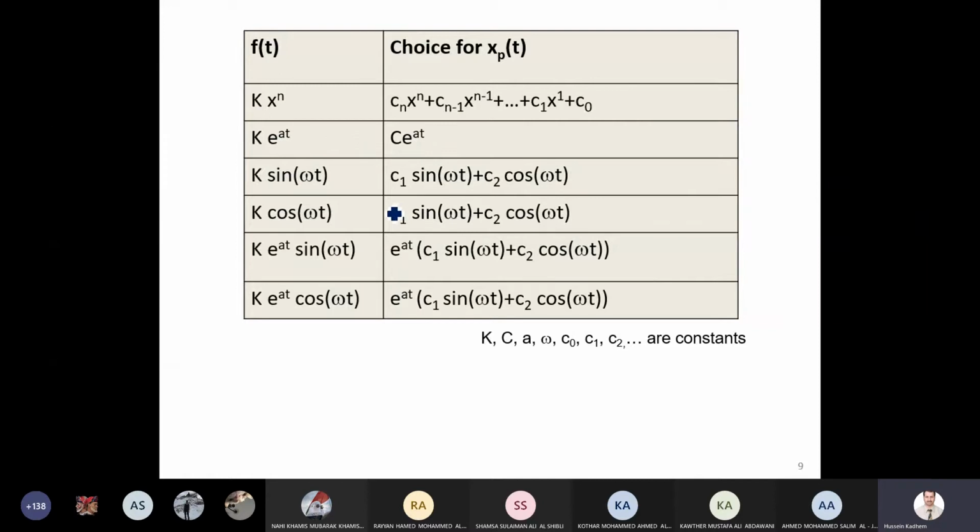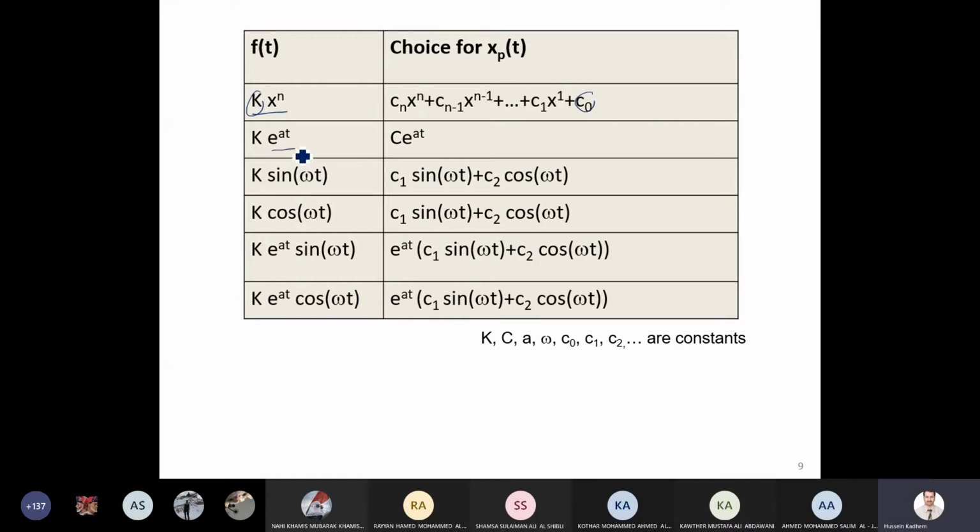This is another way to show the same previous table. You have the function. Look at the function. If it is constant times x to power n, then it is a polynomial of degree n. So you break it down: constant x to power n plus constant x to power n minus 1 plus constant x to power n minus 2 and so on until you reach the constant here.